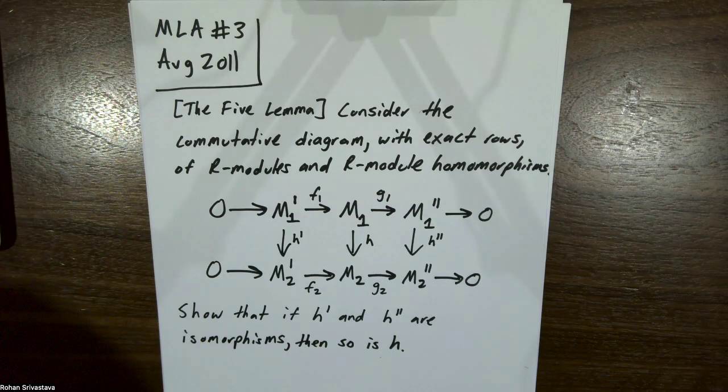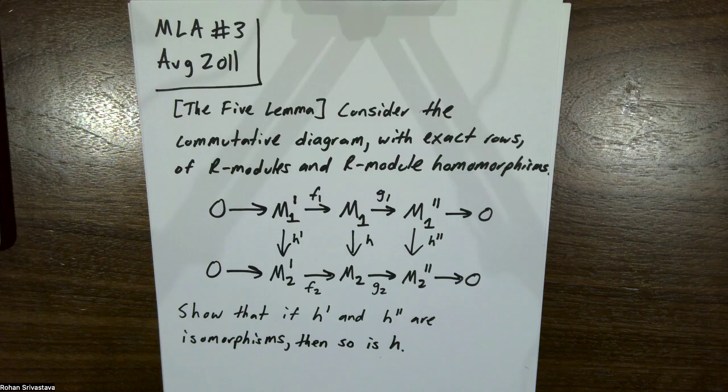Okay, so this problem asks us to do some diagram tracing. It says, given the commutative diagram with exact rows, meaning that for each map here, and these are all R-module homomorphisms, in the rows, the image of each map is the same as the kernel of the subsequent map.